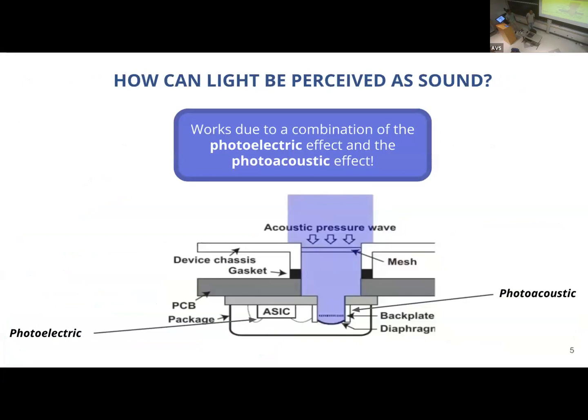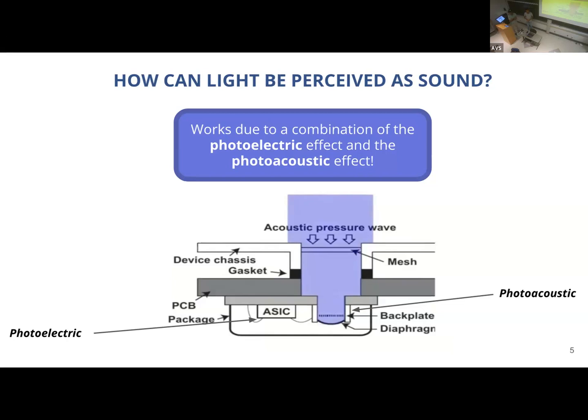Okay, so next I just want to talk a little bit about how exactly light can be perceived as sound when we're looking at these microphones, specifically on smart speakers, which is the main focus of this paper. First, the main thing we need to look at is that there are two different effects causing this to work. The first is the photoacoustic effect.